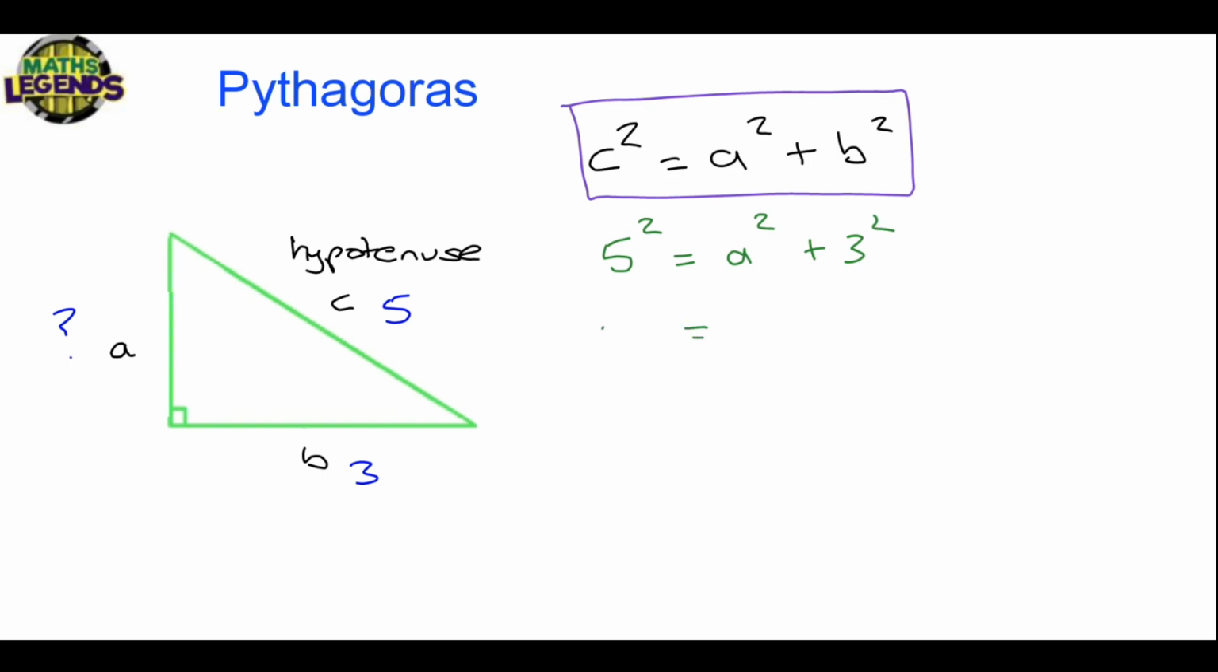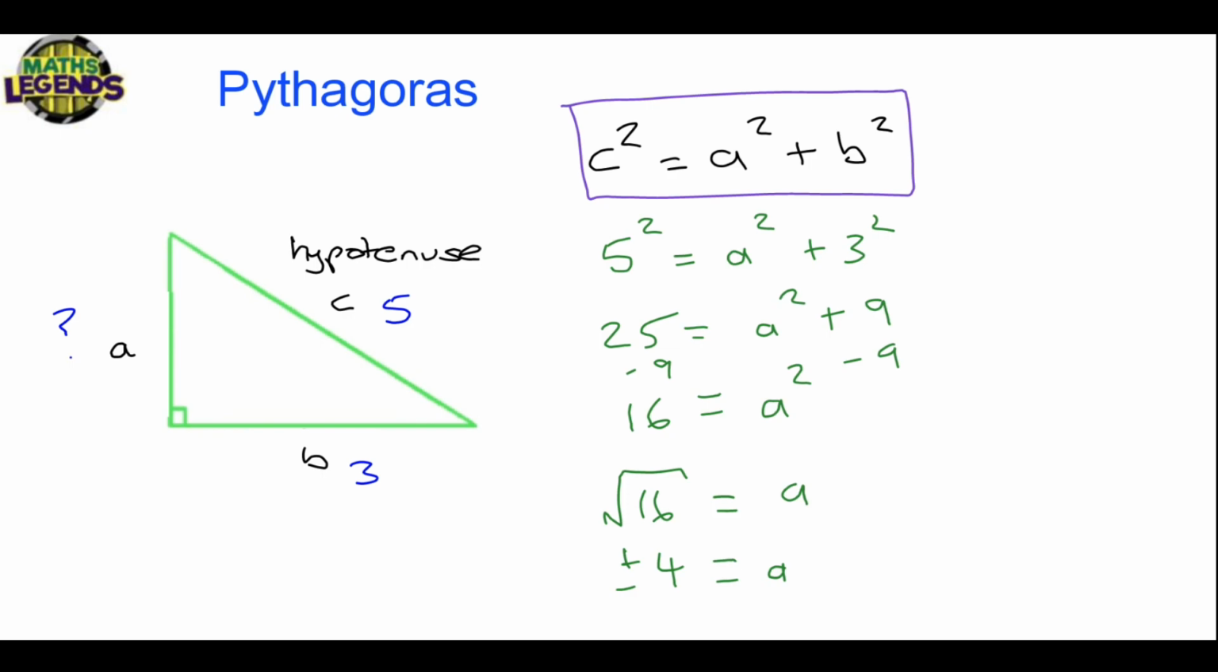We simplify, so we have 25 equal to a squared plus 9, which then we simplify, we take away 9 on both sides, we're left with 16 equal to a squared. Now to get rid of the squared, we square root both sides, so we're left with a square root 16. So a is plus or minus 4. But as said in the previous example, a length cannot be negative, so the answer here is 4.